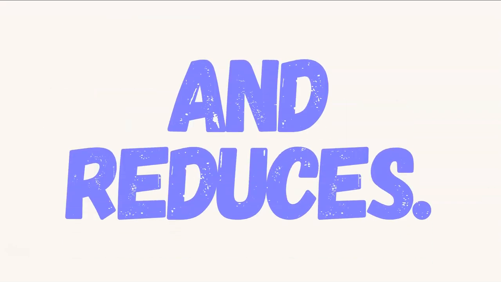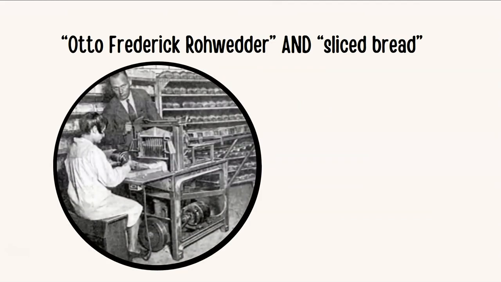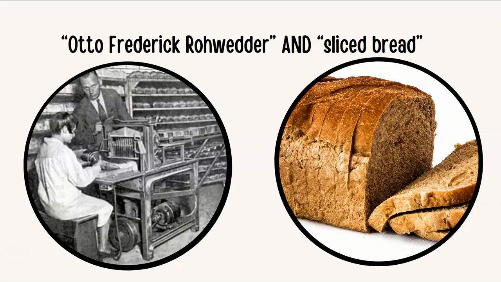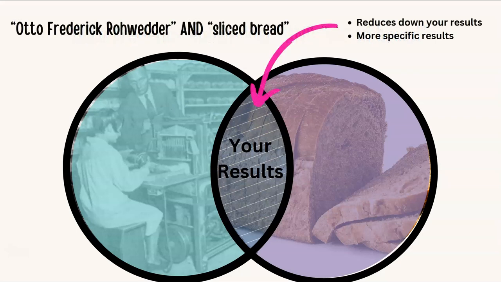Let's first look at and. And is going to get more specific and help us reduce down our search results. So if I search for our inventor and sliced bread, this is going to take all the results about our inventor and all the results about sliced bread and only give us the little overlap in between, reducing down our results to only the things that have to do with both our inventor and sliced bread, a small pool that's very specific to both of these items. This is helpful to reduce it down to give you more and more specific article terms.